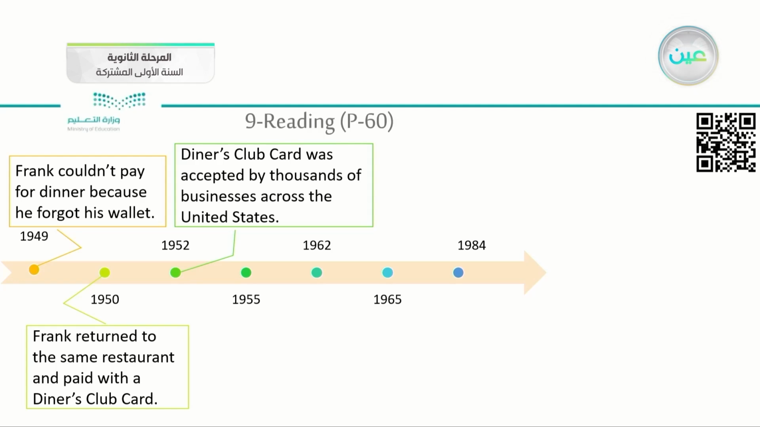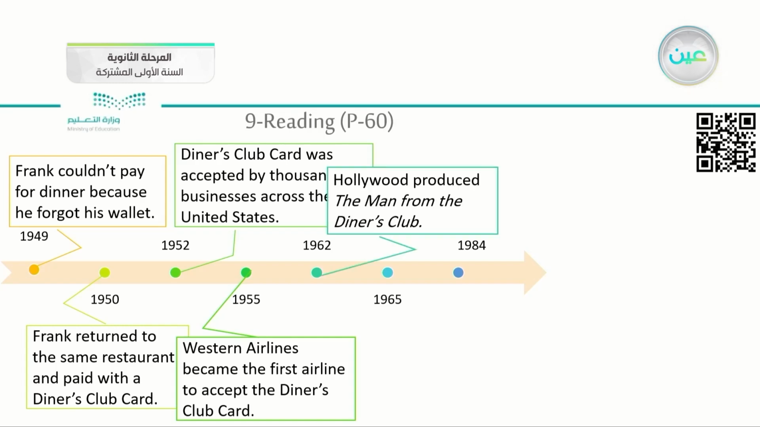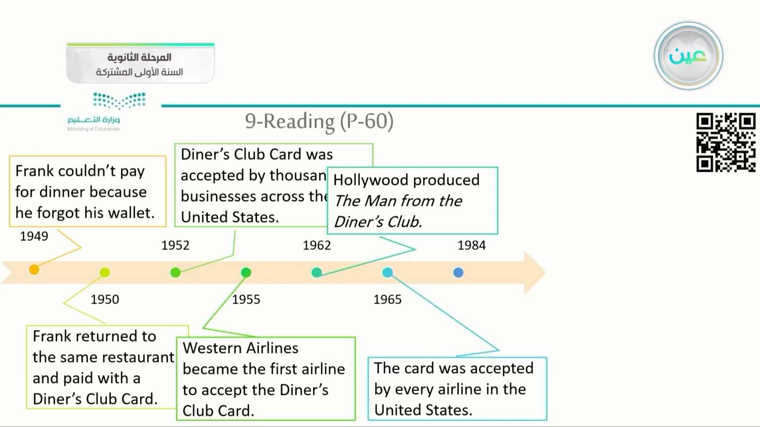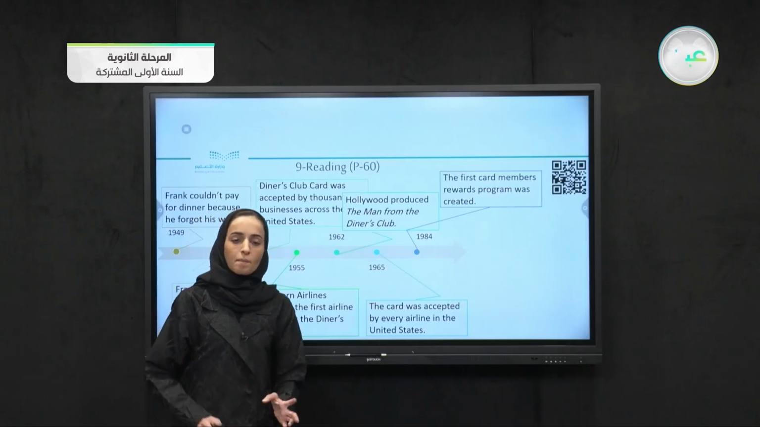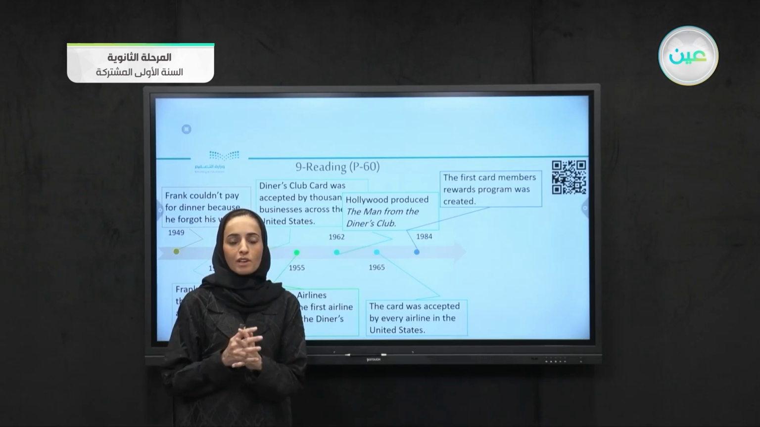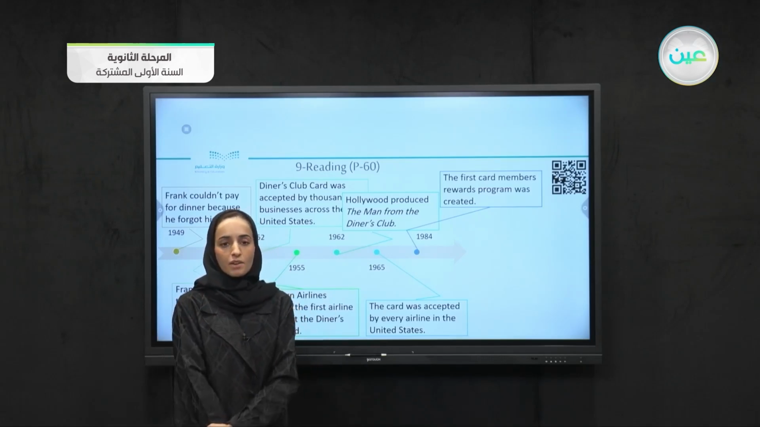So, 1955, Western Airlines became the first airline to accept the Diners Club card. Then, 62, Hollywood produced The Man from the Diners Club, a cultural icon. 65, the card was accepted by every airline in the United States, 10 years after Western Airlines. Then, 1984, the first card member reward program was created because the idea became a competition between all the cards, Visa, MasterCard, American Express, and the others. Everyone wants people to use theirs.